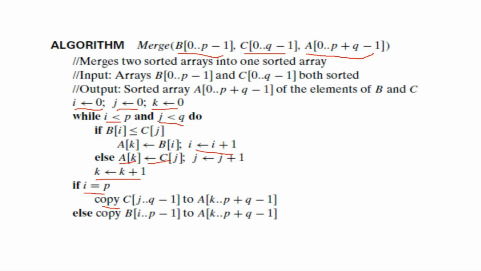If not, if I was not equal to P, what does it imply? Then the array C is empty. So you need to copy the elements of B starting from I to P minus 1 to the array A with the index k to P plus q minus 1.